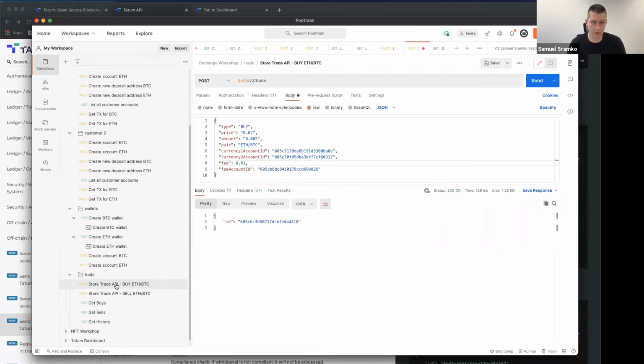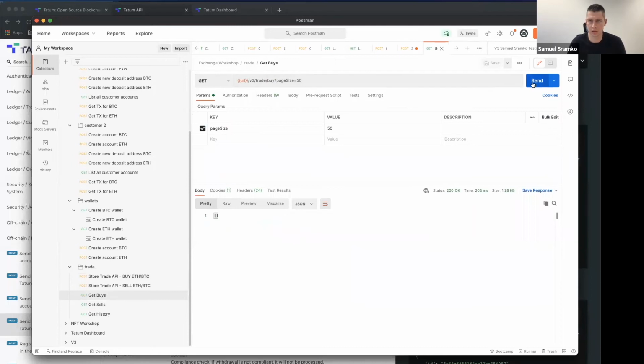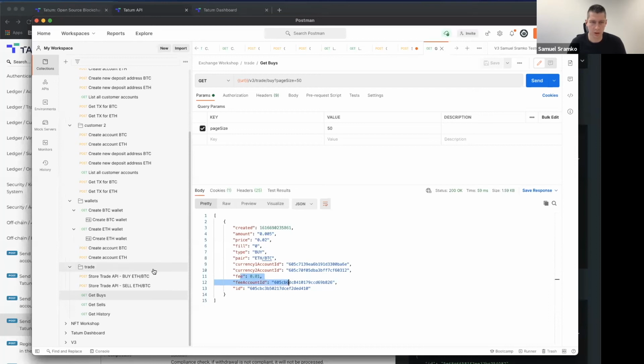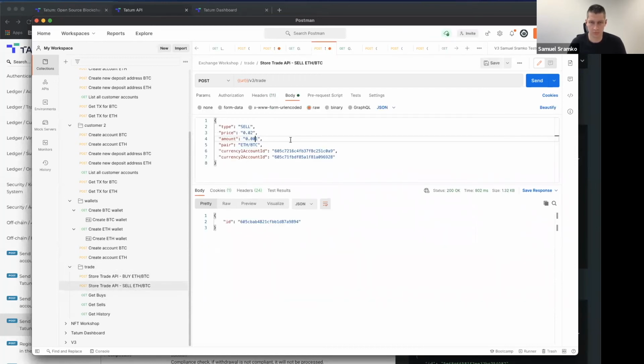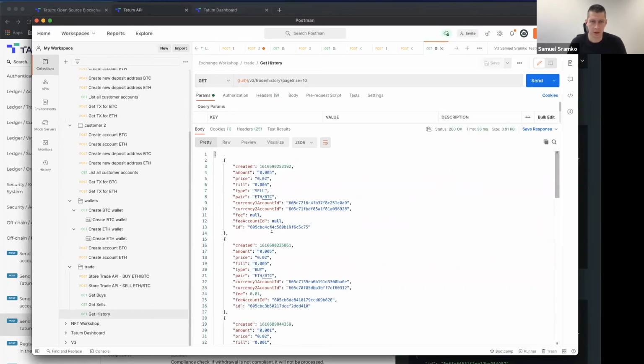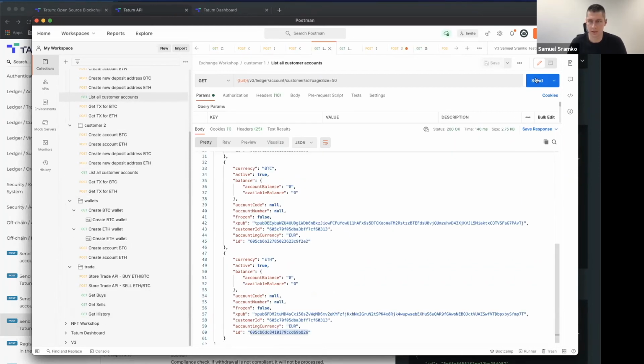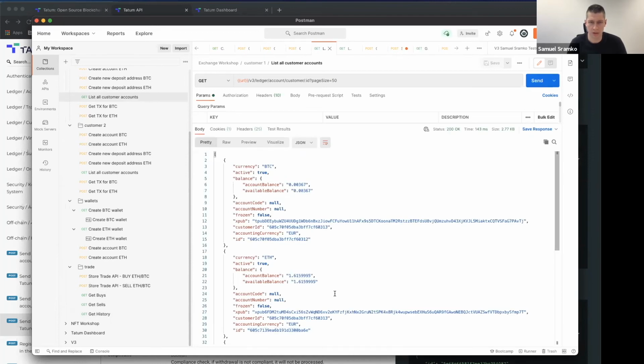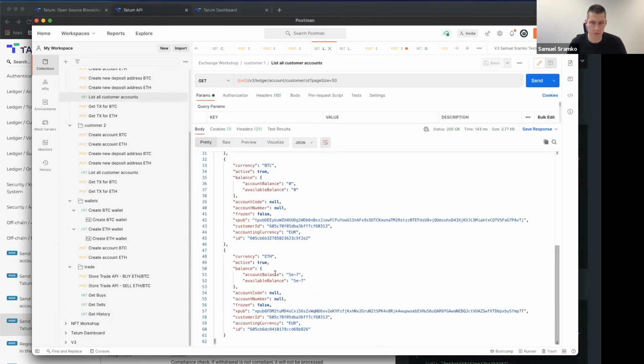So we have opened the buy order. When we take a look in the active buys, open buys, we can see the fee and the fee account ID. And when we just open the sell trade and the sell is matched with the opened buy, inside the history, we can see the trade is filled. And in these accounts, we can see that there was a super small fee sent to the Ethereum account. This was the service account we have used.